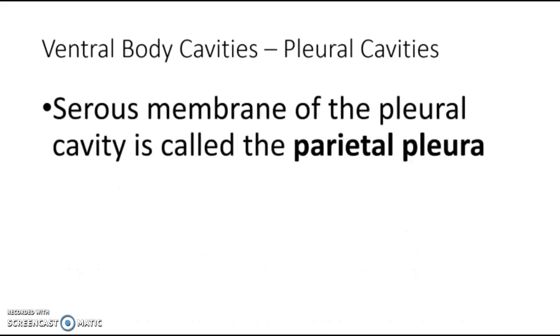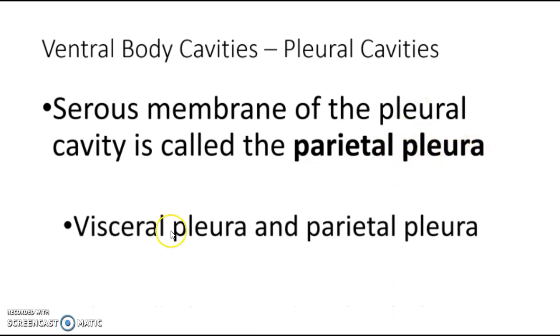Additionally, with the pleural cavities, the serous membrane with the parietal as well as the visceral layers is collectively known as the pleura, just in general. So with that in mind, we do have the visceral pleura as well as the parietal pleura. The parietal pleura would be the lining of the cavity. The visceral pleura would be the lining of the lungs.